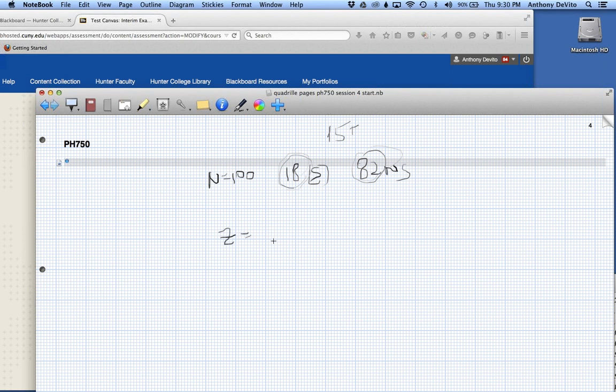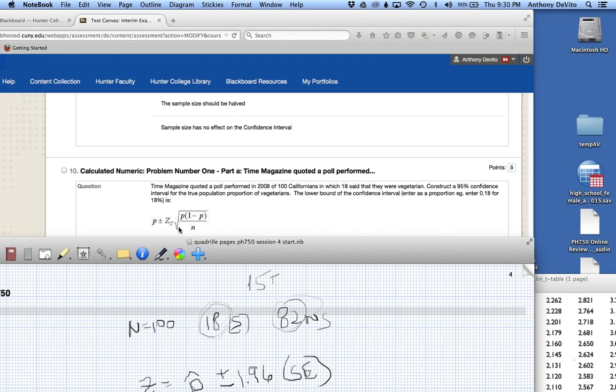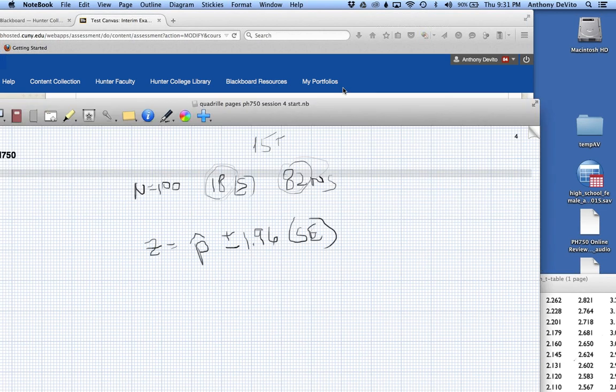So z is going to be equal to the proportion in our sample, I'll call that p cap, plus or minus 1.96, just like a mean, right? Times the standard error. Now, the only curveball here is the standard error is a little bit different. How is the standard error calculated? It's the square root of p times 1 minus p over n. Now, the only p that you have in this question is the proportion of Californians that are vegetarians from your sample. So that's the only one that we're going to be able to use.